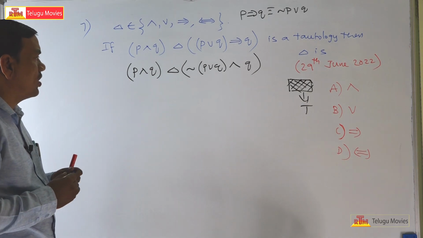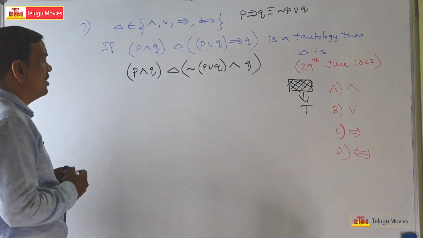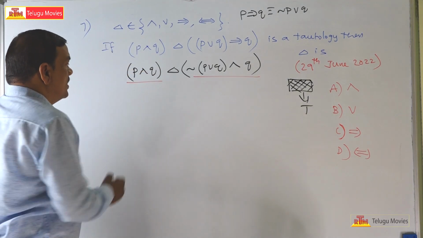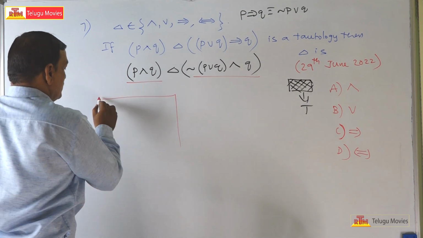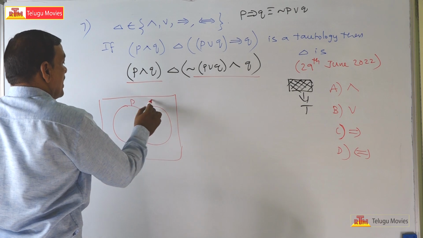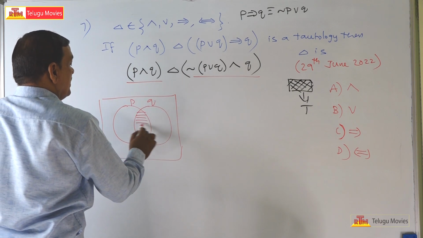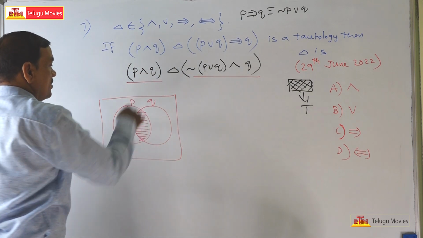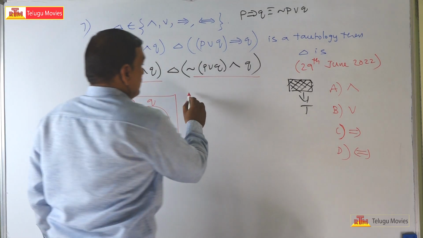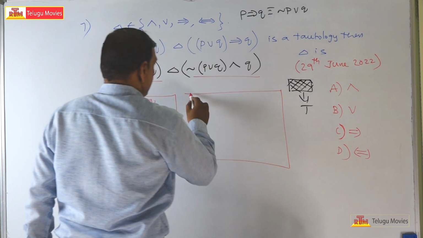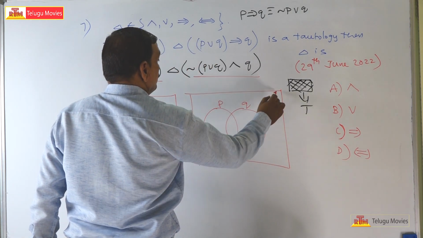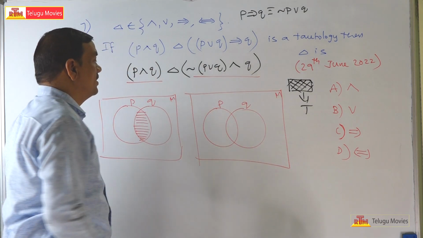Now I am going to draw this Venn diagram and this Venn diagram separately. Let me check what happens. This is for the first Venn diagram. This is P and Q, and this is the shaded part for the first statement. So let us draw the second one. This is also P and Q, and this is the universal set.